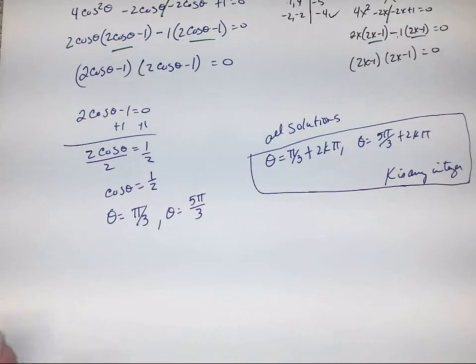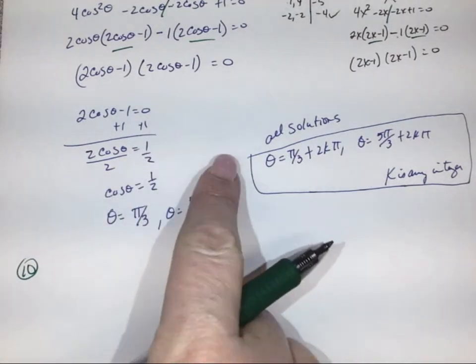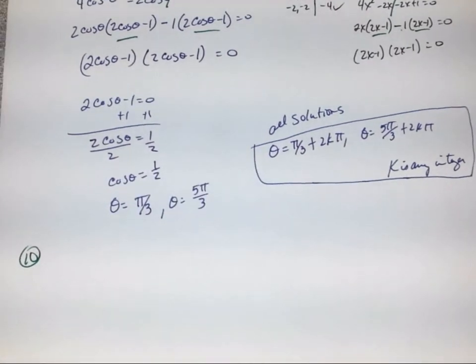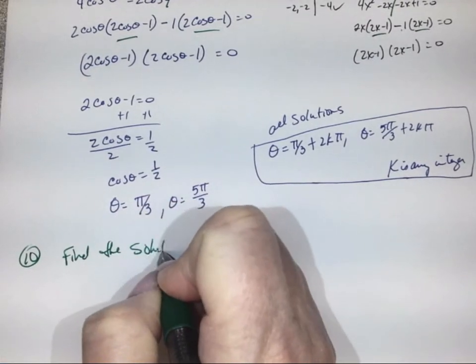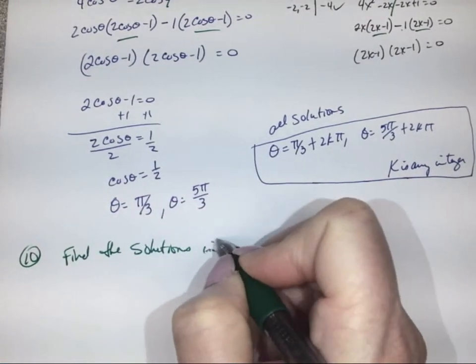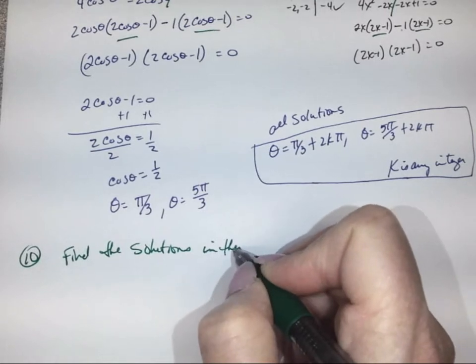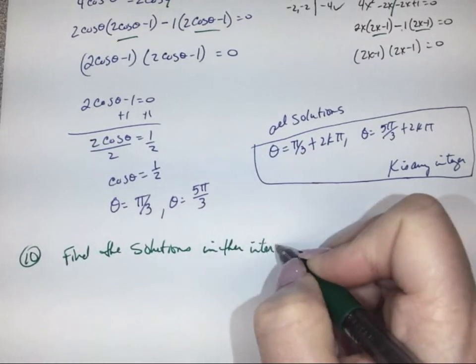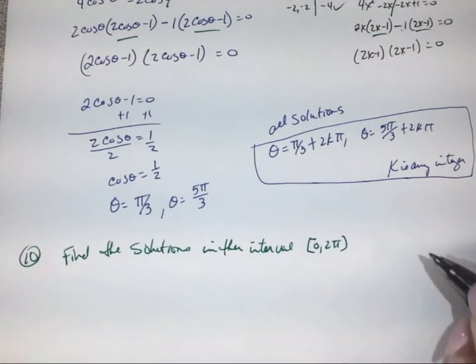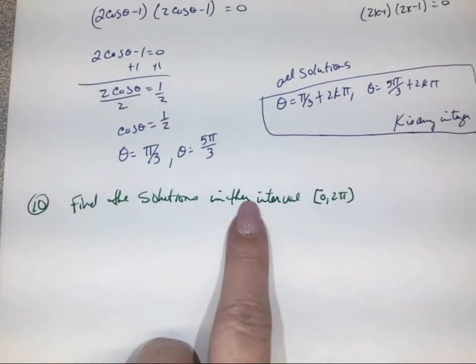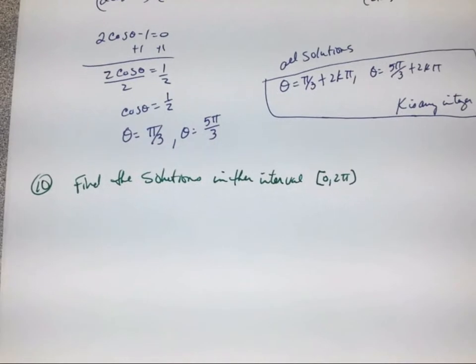All right, so our next problem is finding all the solutions of the equation. So we're basically doing what we just did, but we need to find the solutions in the interval of 0 to 2 pi. I got a little extra loopy there. Sorry about that.